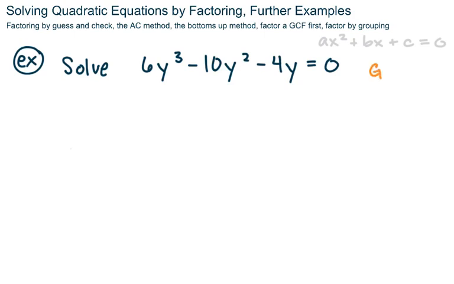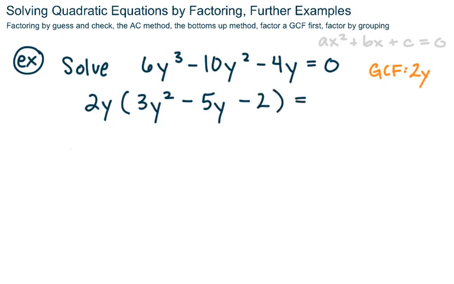So the GCF that I'm going to factor out first is actually 2y. I'm going to factor out the value 2y. That gives me 2y times 3y squared minus 5y minus 2 equals 0. At this point, I have essentially factored the equation. I have two factors, and if I have two factors multiplied together to equal 0, then either one or the other factor must equal 0.